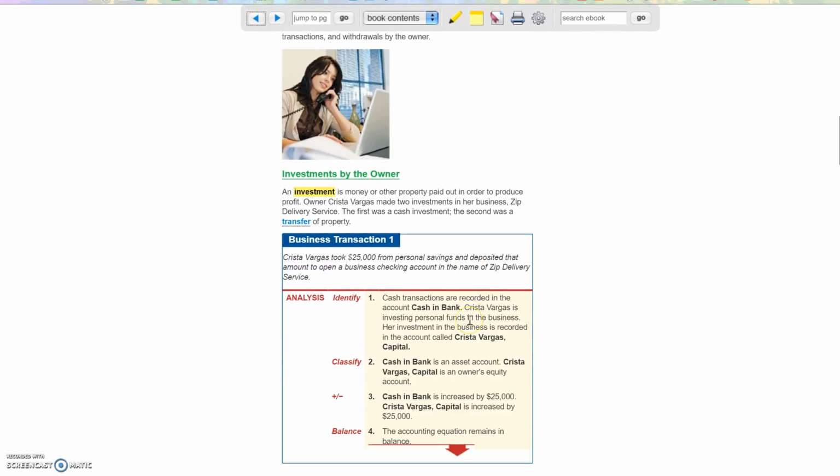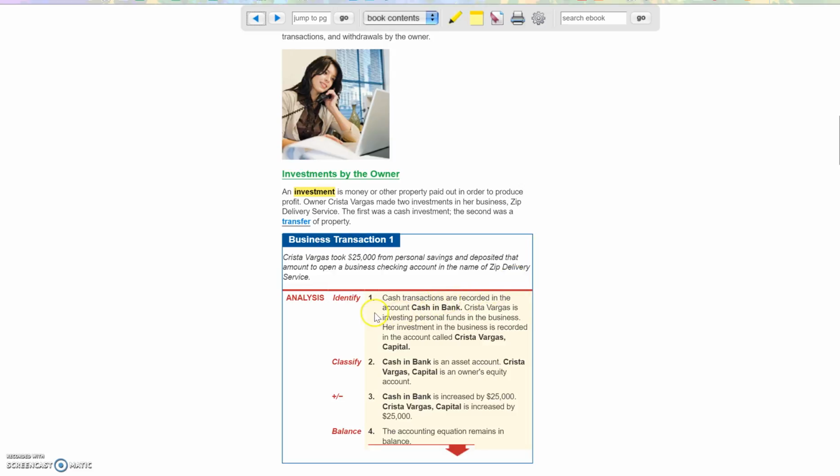So the first transaction that occurs for every business has to happen. The owner has to put money into the business in order for it to start. So every first transaction looks something like this. Krista Vargas took $25,000 from personal savings and deposited it into a business checking account in the name of Zip Delivery Service. Something like this always has to happen.